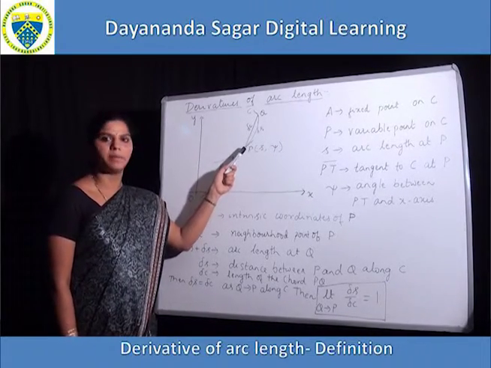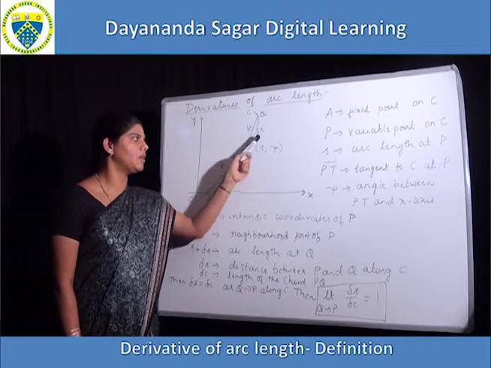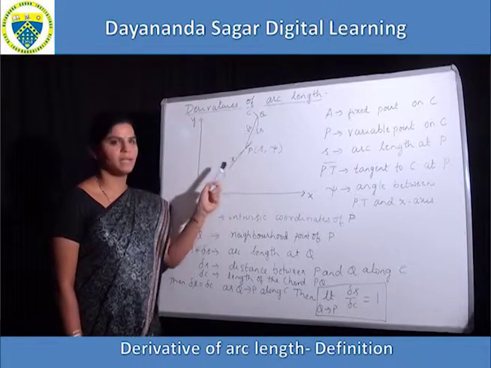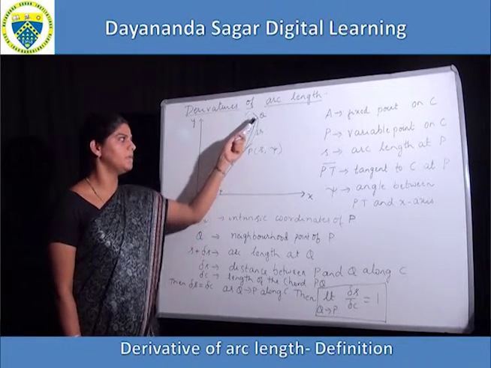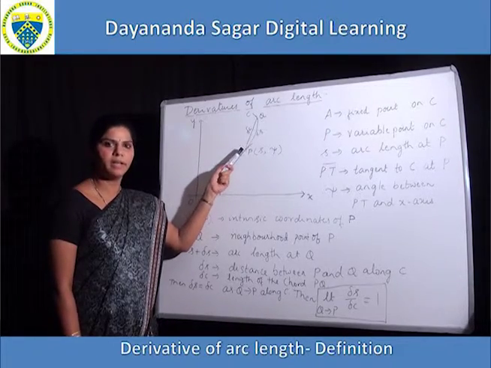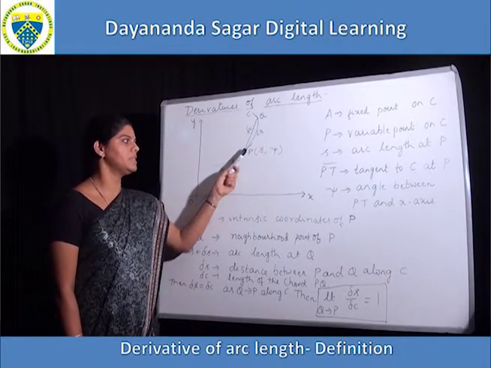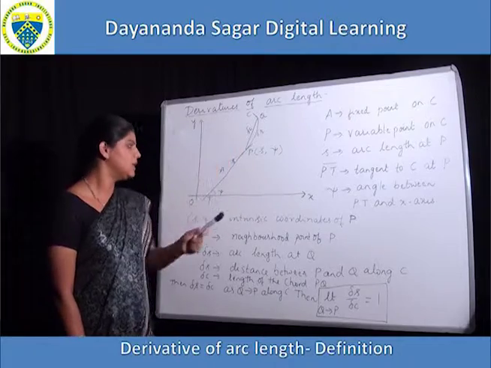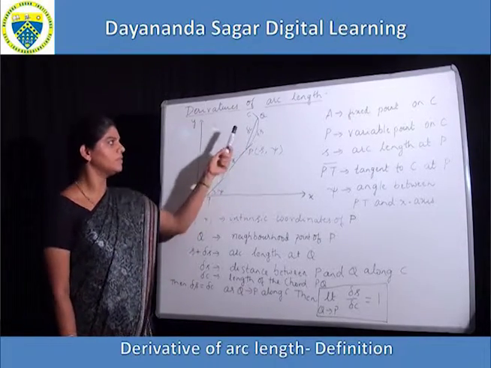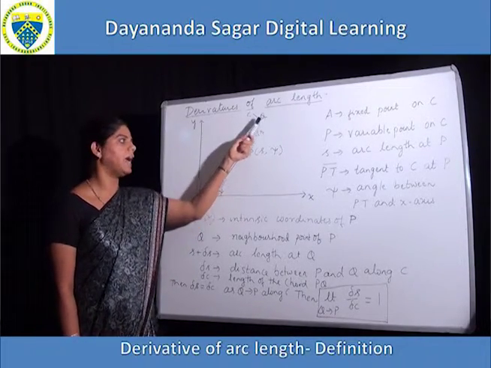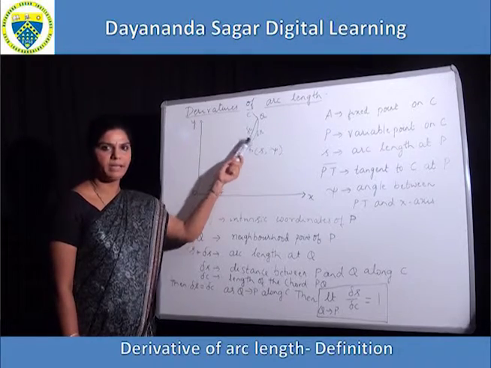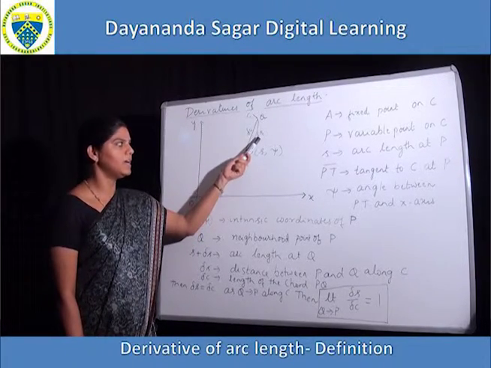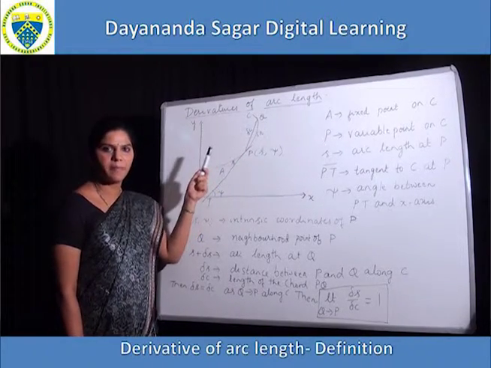Let the arc length between P and Q measured along the curve be equal to delta S. Let delta C be the length of the chord PQ. So from the figure it is clear that as Q tends to P, delta S becomes equal to delta C.